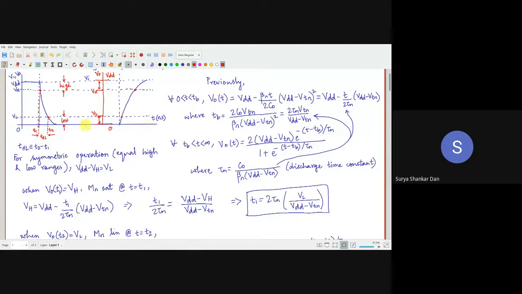So where did the noise margin come from here? Remember that the noise margin was defined not with VDD or zero. The noise margin was essentially defined with respect to this part. This was VIH and this is VIL. So this was our noise margin. So this was NML. This was our NMH.